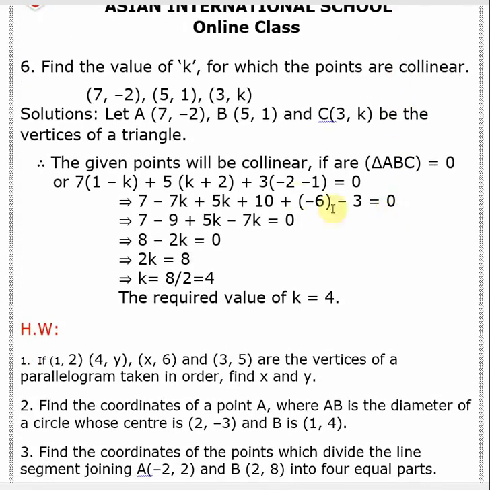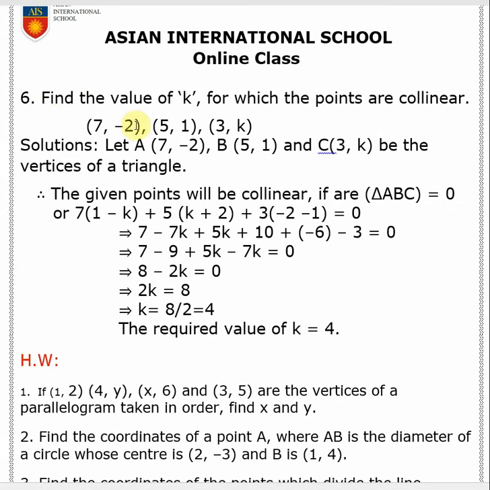One more sum we will look into. Find the value of k for which the points are collinear. Okay, this is a different kind of sum. This is a different formula based sum. There are 3 points given, 7 comma minus 2, 5 comma 1, 3 comma k. We have to find out the value of k for which all these points will be collinear. Now here in this case we have to apply the area of a triangle formula.